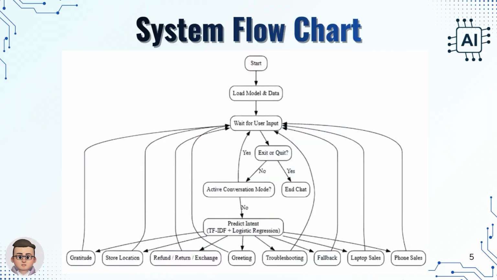Moving on to the system flowchart, this diagram illustrates the logical progression of user interaction within our chatbot. It all begins at the start point, where the system first loads model and data. That's our logistic regression model and the product catalog. The chatbot then enters a loop, waiting for user input. Once input is received, it first checks if the user wants to exit or quit. If yes, the chat ends.